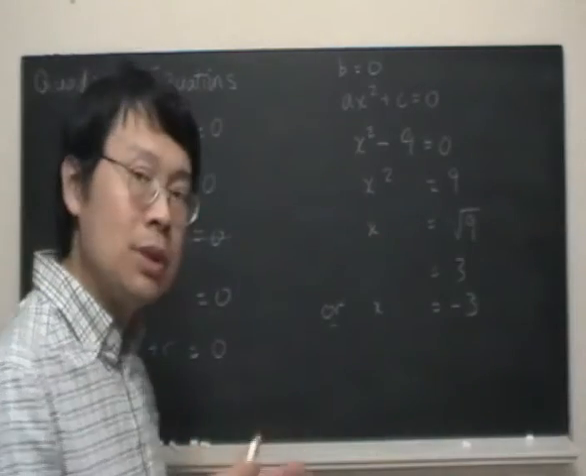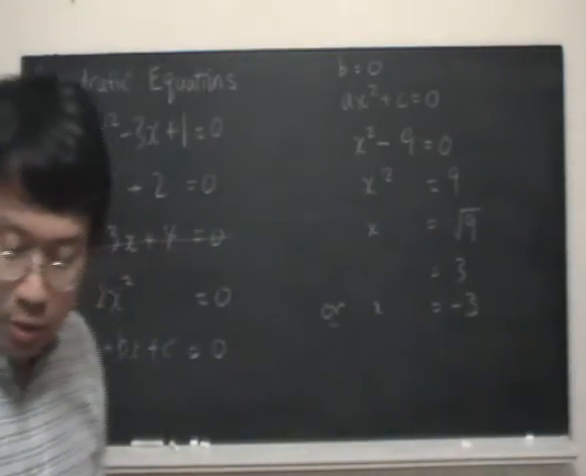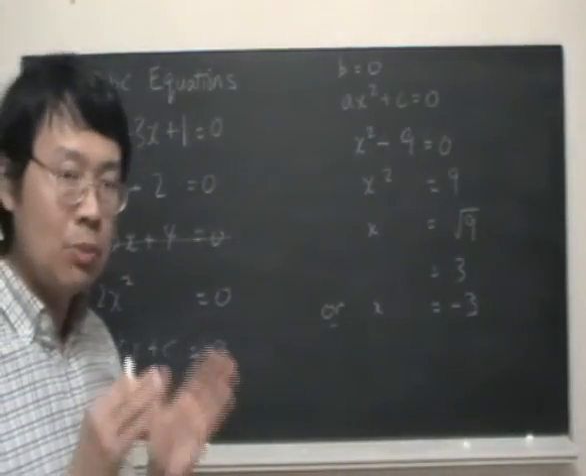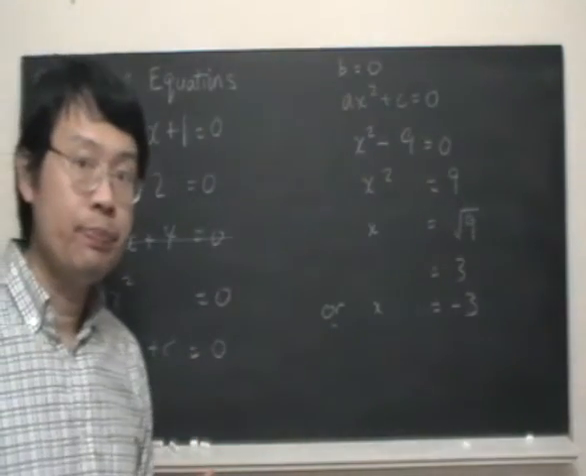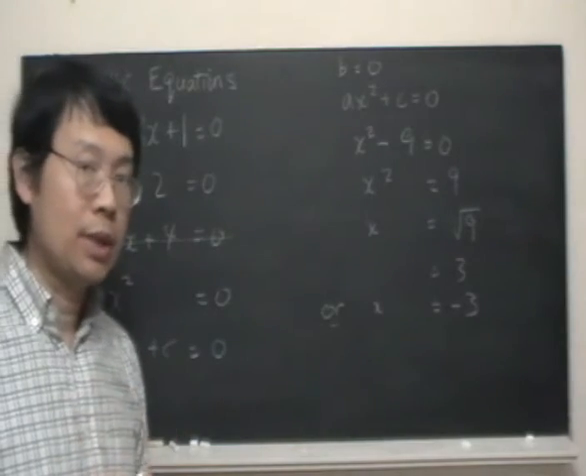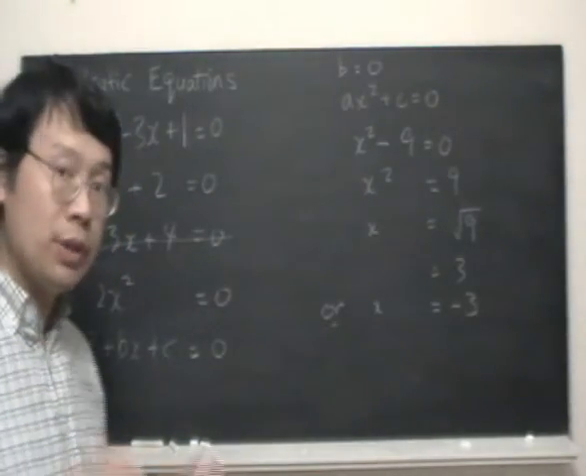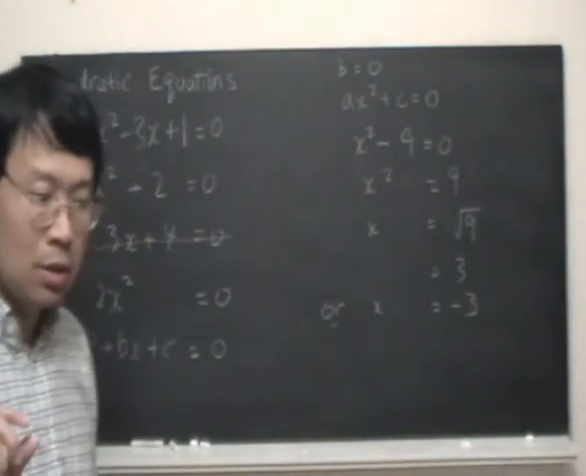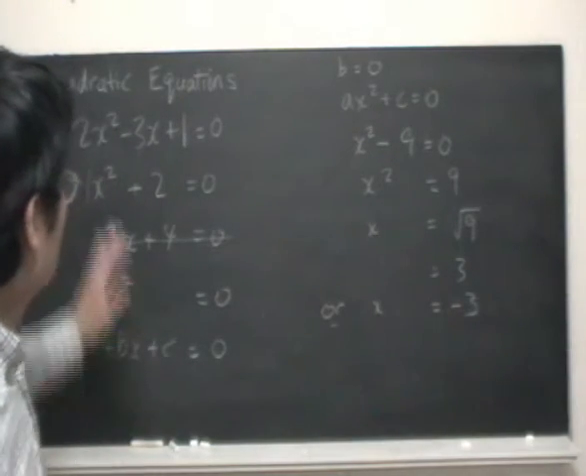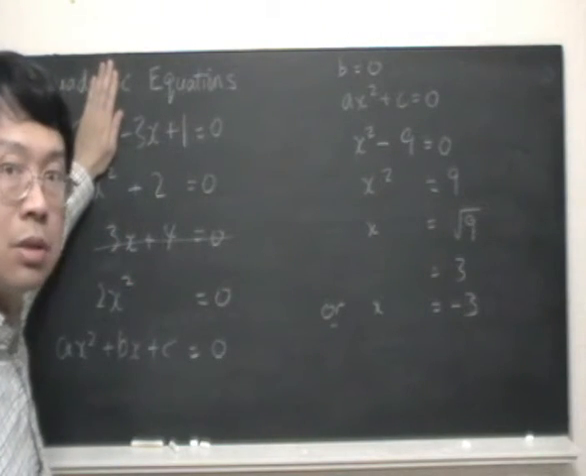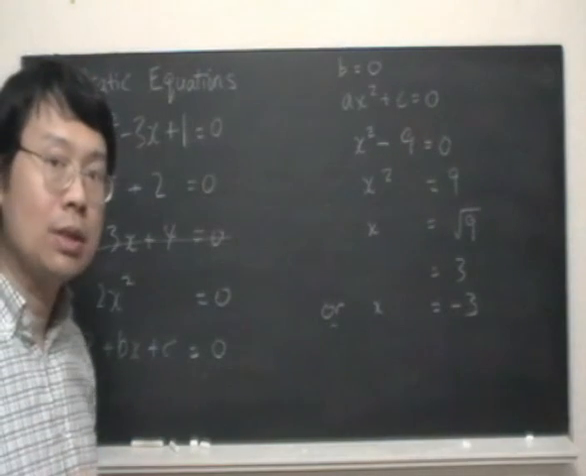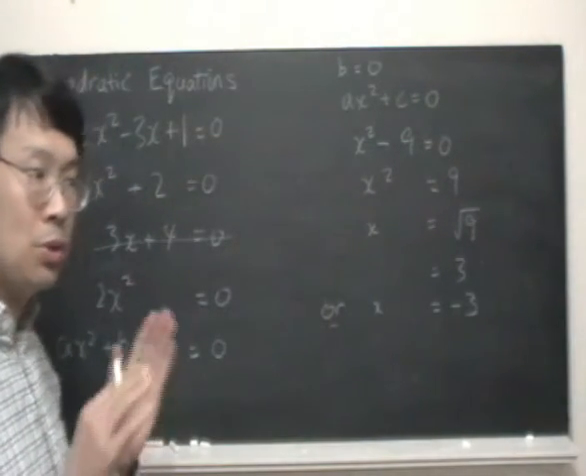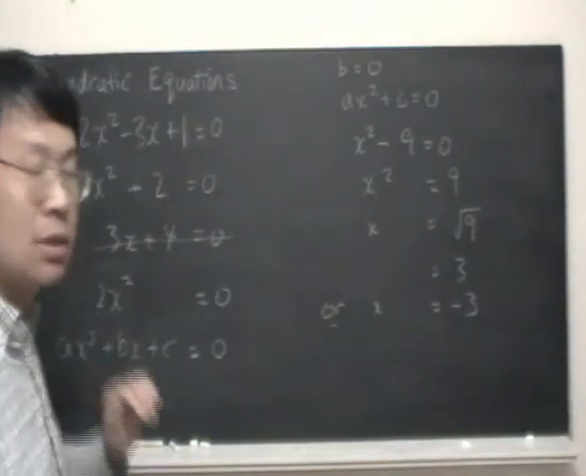So what we see here is something that happens quite often for quadratic equations. Previously, we have looked at equations without the x squared, and when we solve them, we just get one answer. So those equations that have just x are simpler.